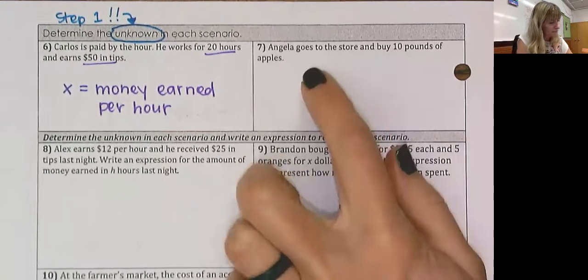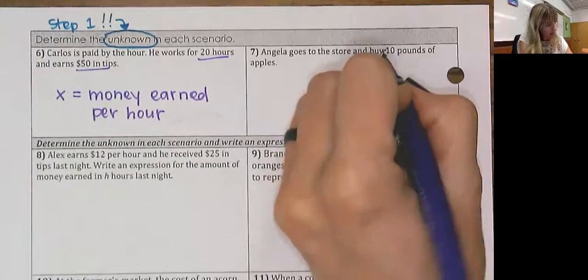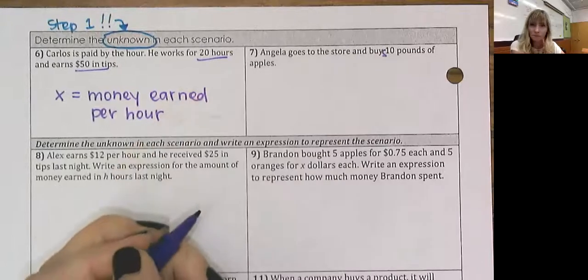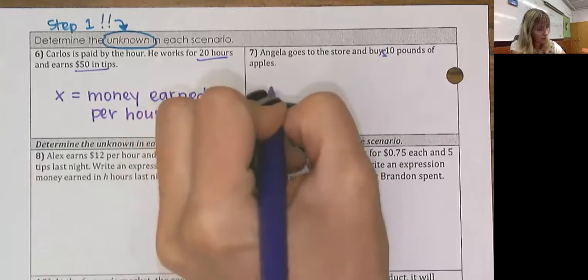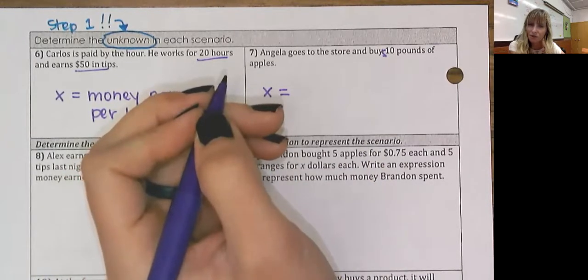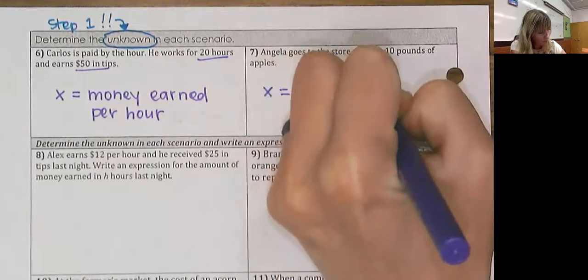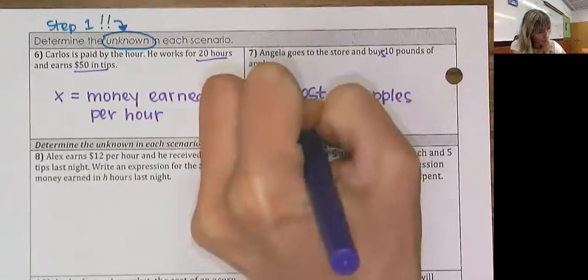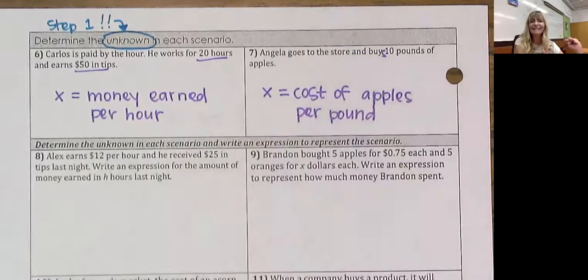Okay, #7. Angela goes to the store and buys, there should be an S there, 10 pounds of apples. What's the unknown here? What do I not know? What if I asked you how much money did she spend? What would you need to know to find that? I need to know the cost of apples per pound. This step is essential to writing an expression.